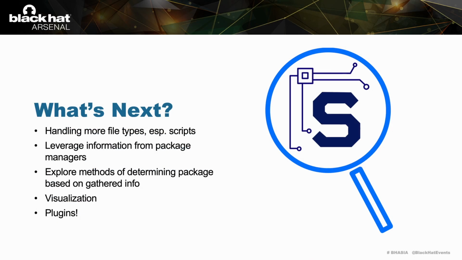Alright, so by now you've heard quite a bit of what Surfactant can currently do, as well as seen it in action. Here's a snapshot of what's next. First, we'd like to handle more file types, especially scripts in the Node.js and Python ecosystems. We also want to go beyond just getting file level details and incorporate more package level information in the SBOMs.